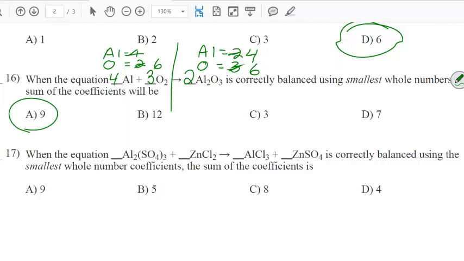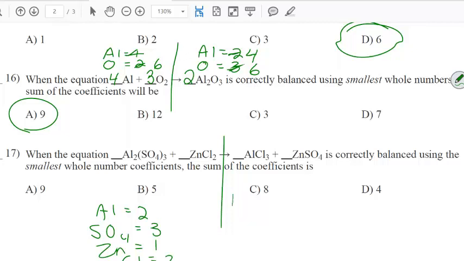Number 17, what's the sum of the coefficients? Okay, so we got a balance. So Als, we have 2. My polyatomic sulfate is together on the left and together on the right, so I'm going to keep it together and just say there's 3 of those. Zincs, there's 1 of. Chlorines, there's 2 of. Aluminums over here, there's 1 of. Sulfates, there's 1 of. Zincs, there's 1 of. And chlorines, there's 3 of.